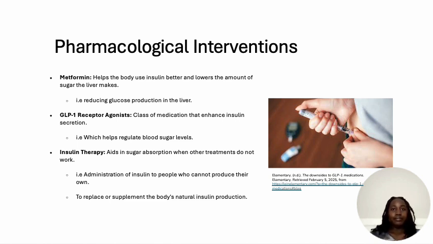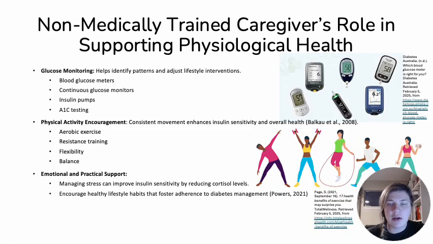Moving on to the caregiver's role in supporting the physiological health of type 2 diabetics, there are a few things to consider, including glucose level monitoring, physical activity, emotional, and practical support. There are multiple ways to monitor glucose levels, such as blood glucose meters, which are the finger prick variety, continuous glucose monitors that can link up to your phone, insulin pumps that mimic the pancreas, and A1C testing done at the doctor's office.